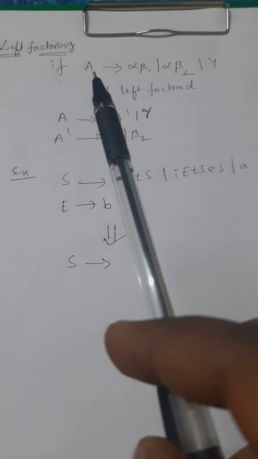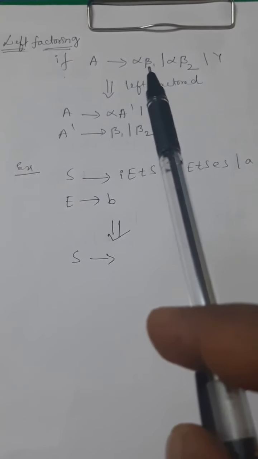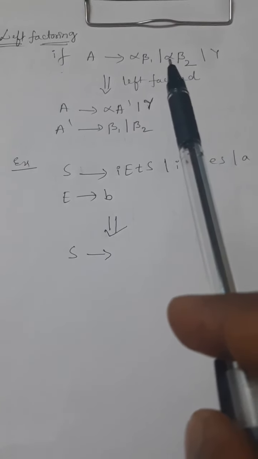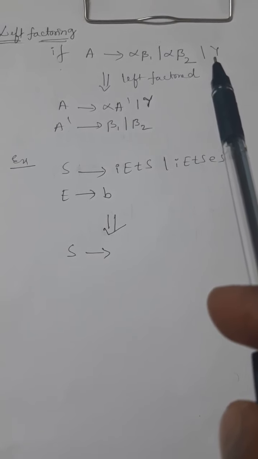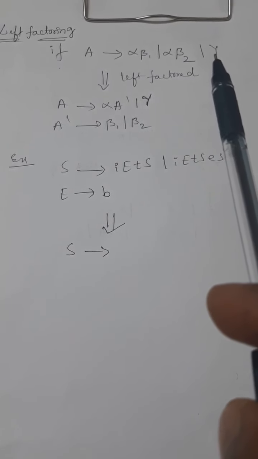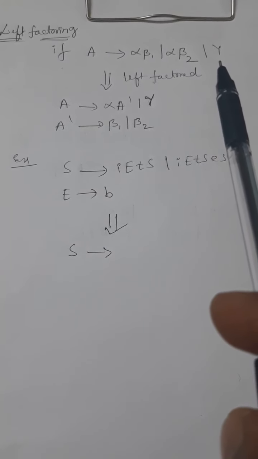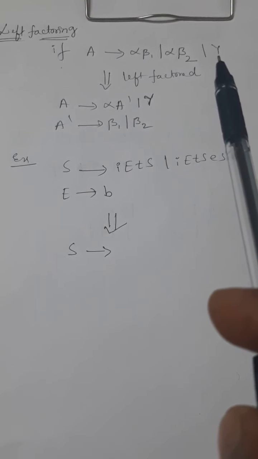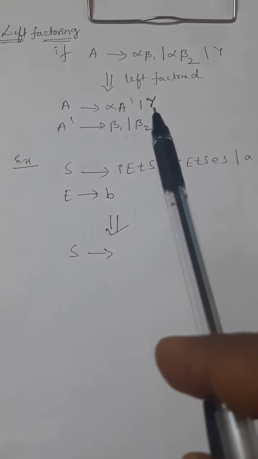Here A is a grammar symbol, so I am going to keep A as it is. What is the common thing in these productions? Two productions have a common prefix, alpha, and another production has gamma. Gamma is the third production of A, which doesn't have a common prefix, so we keep this as it is. We are not going to change the productions which don't have a common prefix. So I have written gamma as it is.